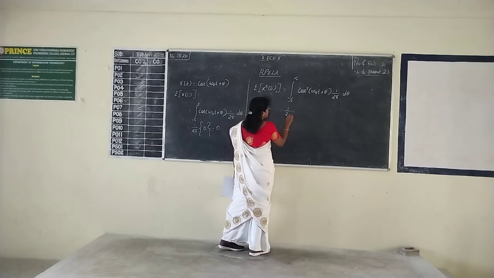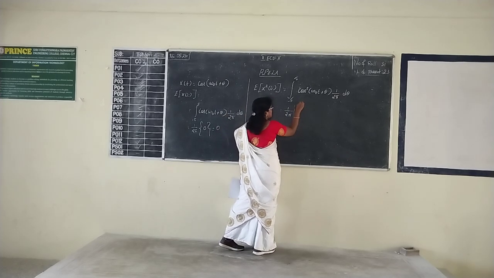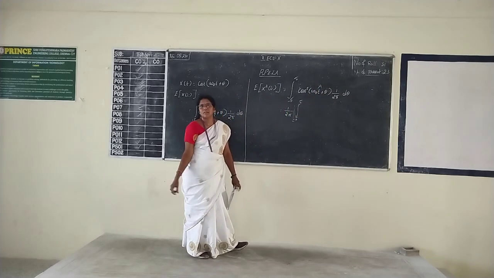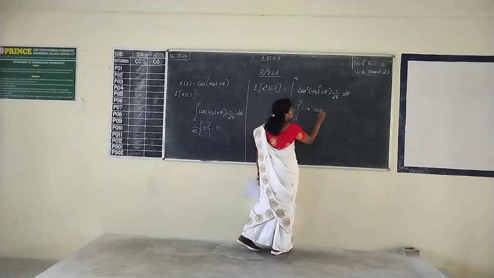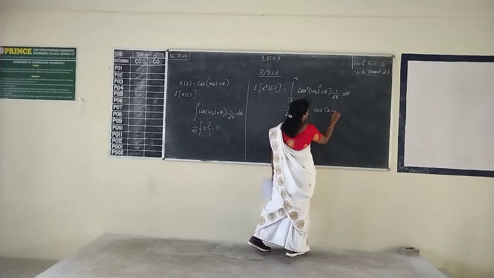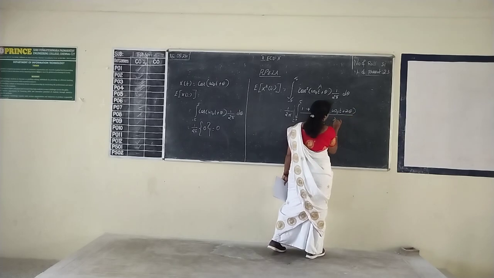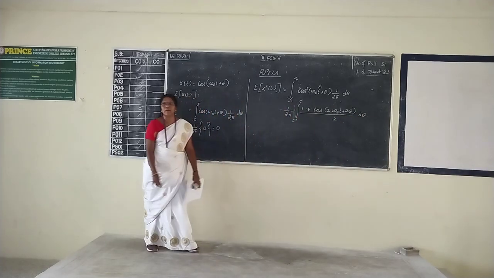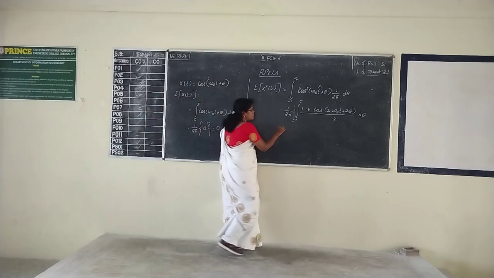1 by 2 pi is a constant, take it outside. Integral from minus pi to plus pi. Instead of a, we have this term. Rewrite the formula: 1 plus cos 2a. So this should be multiplied by 2. It gives us 2 omega naught t plus 2 theta, the whole thing divided by 2, into d theta. Rewriting using the cos 2a formula. Again you can take the denominator as a common term on both sides. So 1 by 4 common.